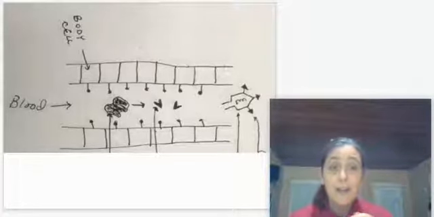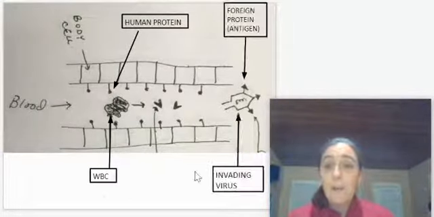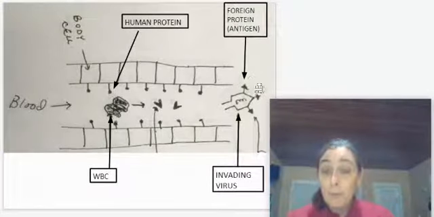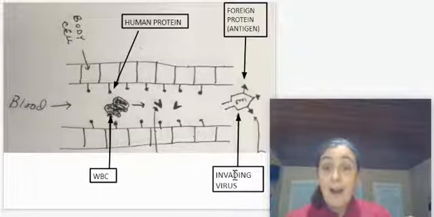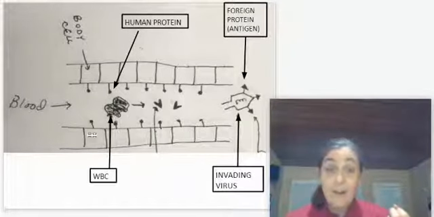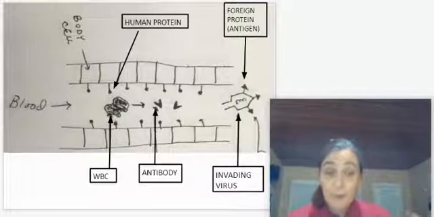So we have our white blood cell ignoring human proteins because they're yours, but seeing foreign proteins that it's never seen before, called an antigen, on an invading virus, and therefore making antibodies. Okay, that's how it works.